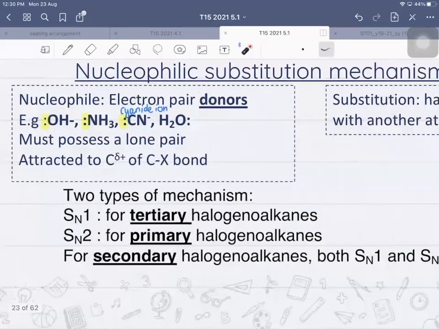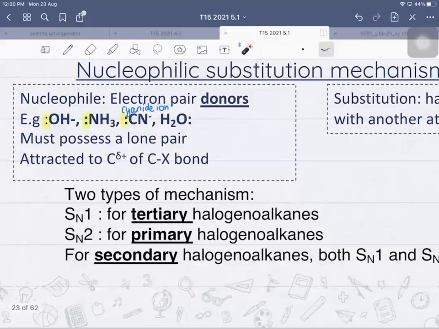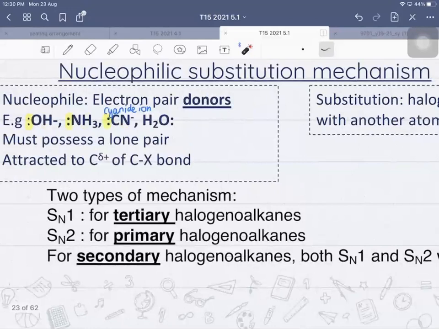Before we move on to the next part, I just want to tell you that there are two types of mechanism. SN1, which is usually for tertiary halogenoalkanes. SN2 is usually for primary halogenoalkanes. What about the secondary halogenoalkanes? Well, they can go through a mixture of both SN1 and SN2. Okay, so there are no fixed rules for the secondary halogenoalkanes.